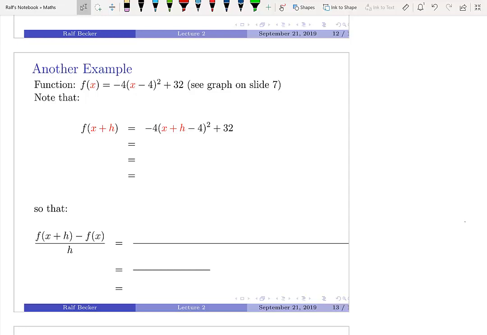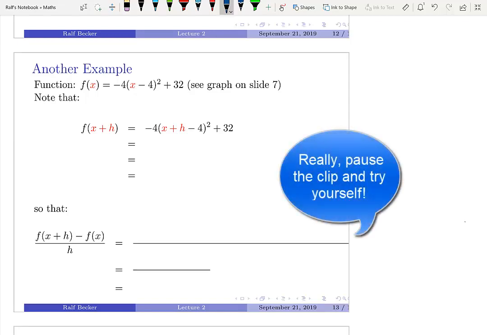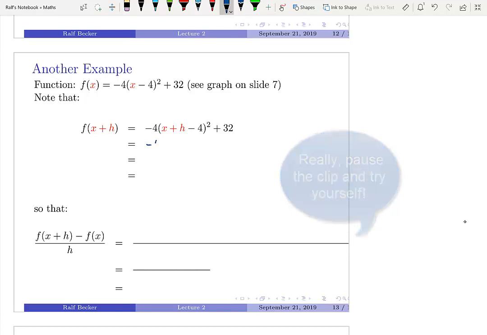Here's another example, and really you should pause the clip and see whether we can replicate that calculation for this new function. Yes, pause it. Welcome back. Let's see whether you got it right.